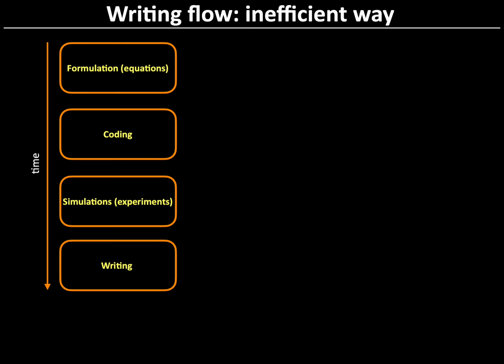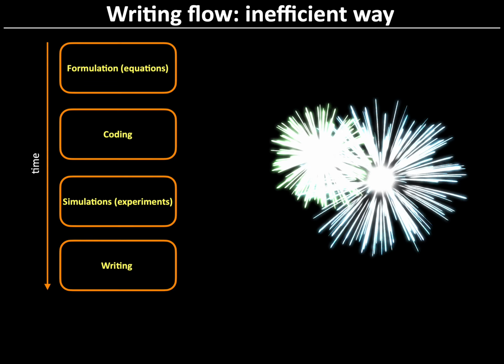Okay, let's go back now to what's very important: writing flow. This is the inefficient way. The inefficient way of writing is to do everything and then write at the end. For example, you do the formulation, the theory, the experiments, you collect all the results, and then you sit down and write. No, I don't do that. Maybe it works for you, but no, I don't do that.